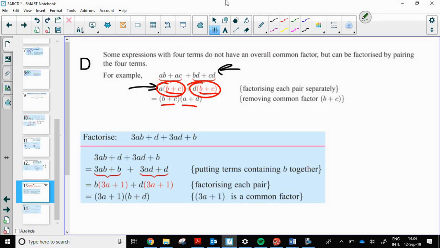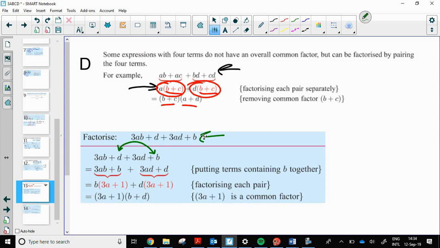So let's look at this down below. We've got 3ab plus d plus 3ad plus b. There's no common factor between all four of them. So we're going to pair them off. Now notice that we can rearrange the terms, right? So let's switch places for the d and the b.